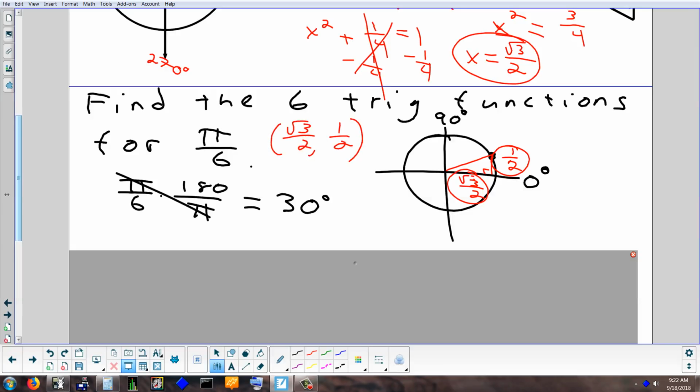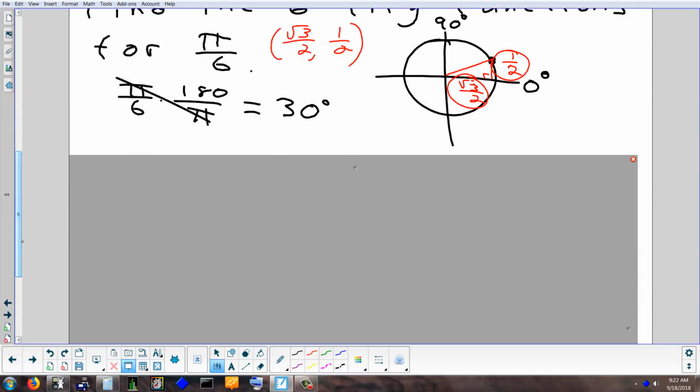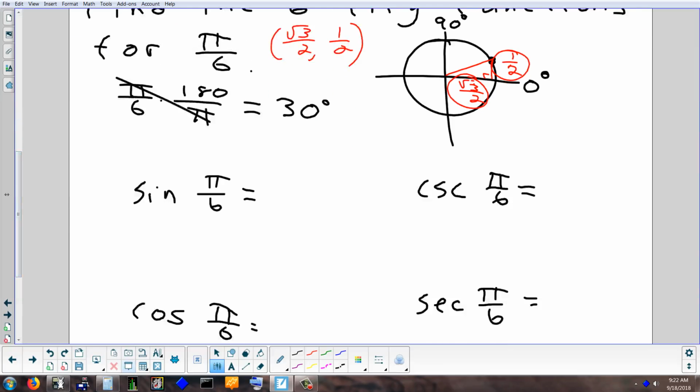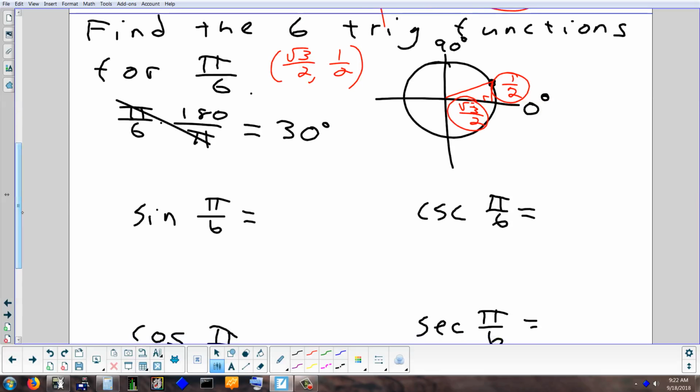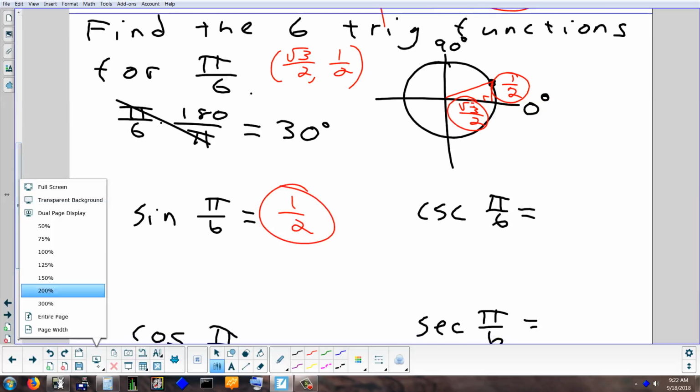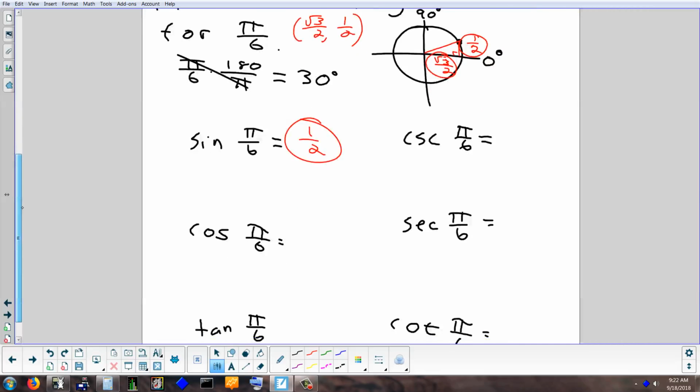Okay, and this time they do want all 6. On the test, I'll just ask you for one of them, but we'll practice all 6. So let's start with the sine. What's the sine of pi over 6? It's 1/2. It's my y value. So there's my sine. What about my cosine? Square root of 3 over 2. That's my x.